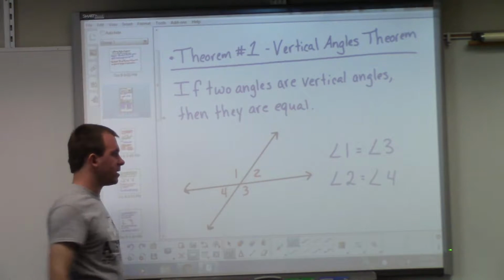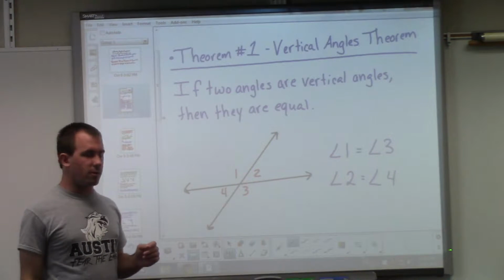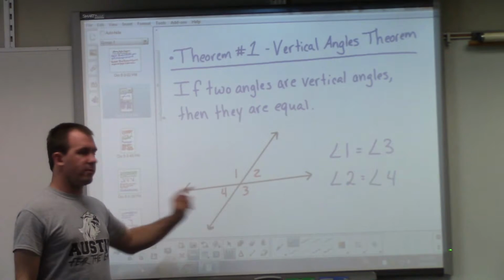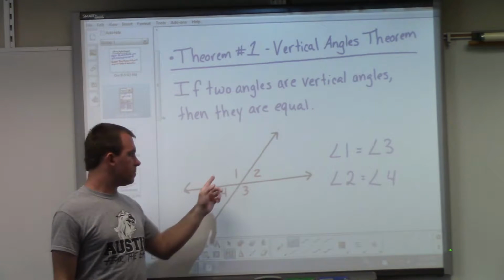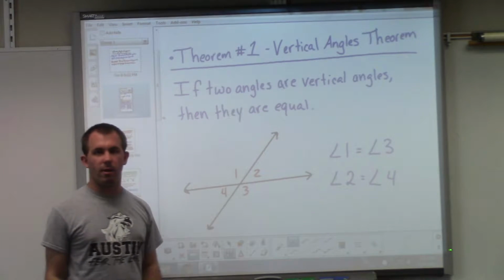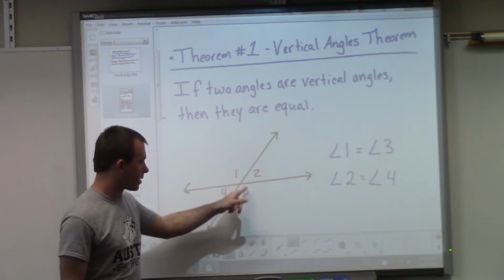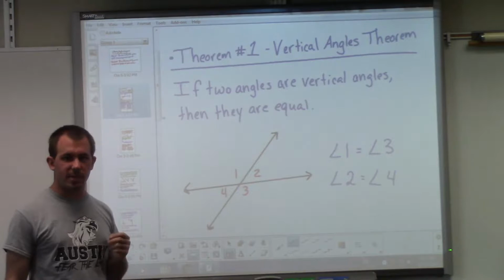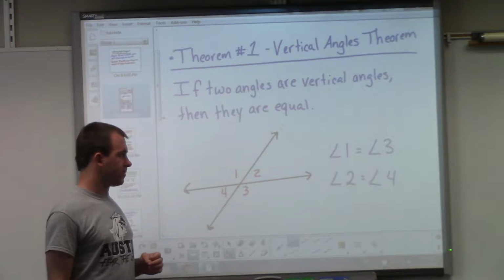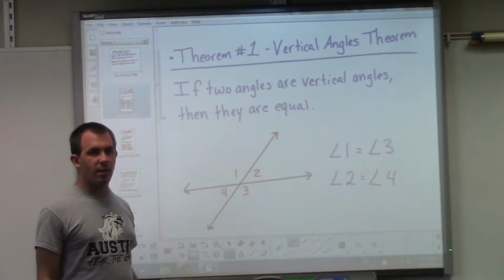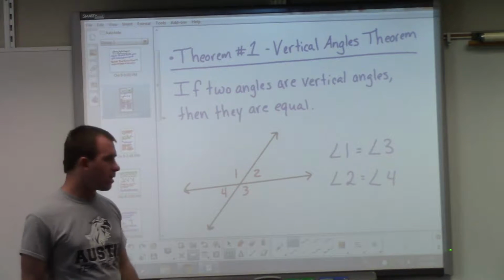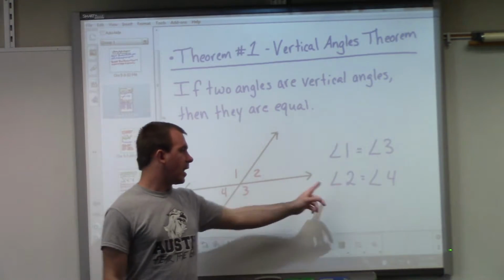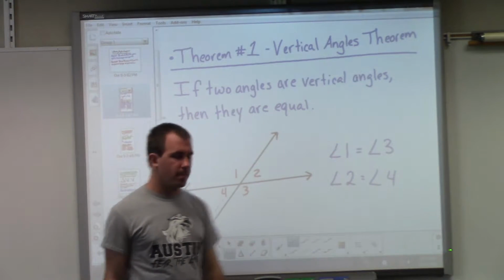Looking at an image here, we've got some sets of vertical angles. We have angle 1, 2, 3, and 4. We know angle 1 and angle 3 are vertical angles because they are directly across from each other. We know angle 2 and angle 4 are vertical angles because they are directly across from each other. Since they are vertical angles, by the vertical angles theorem, they must be equal. So angle 1 is equal to angle 3, angle 2 is equal to angle 4.